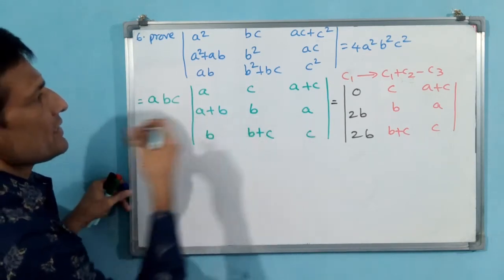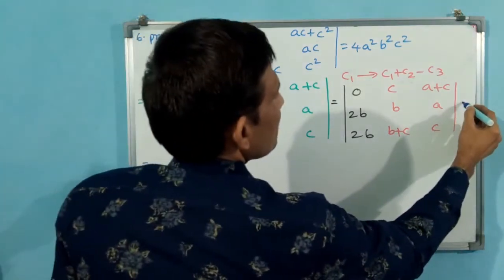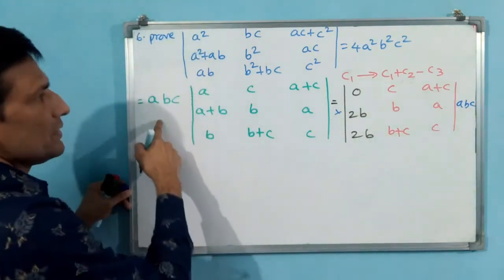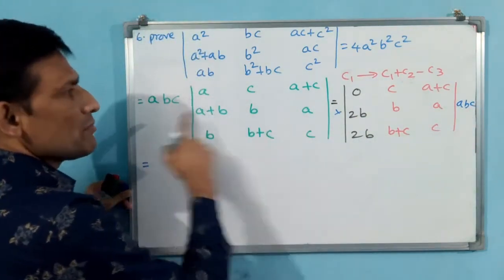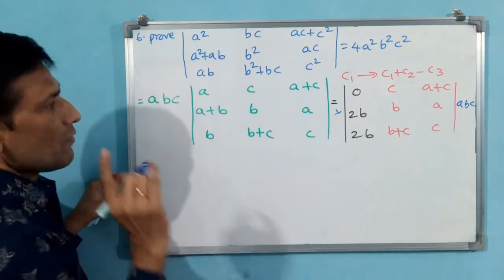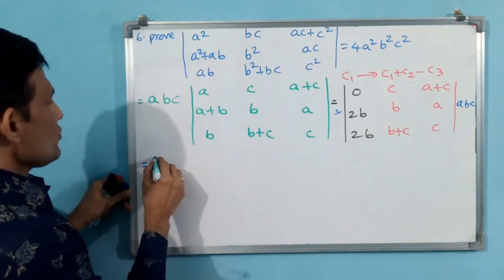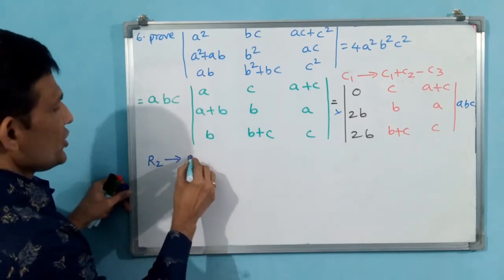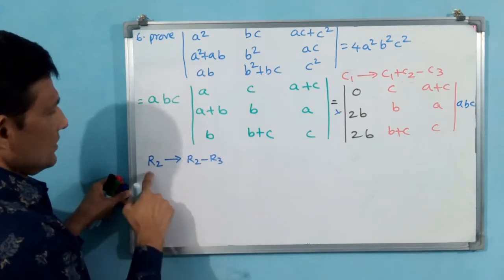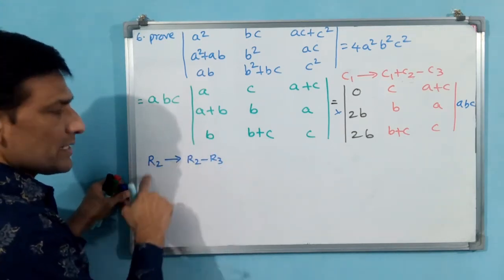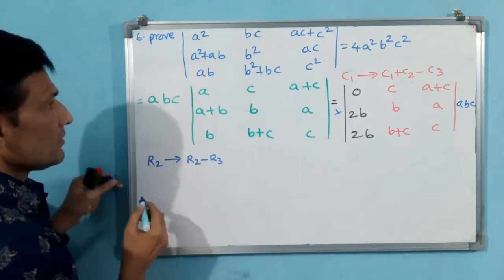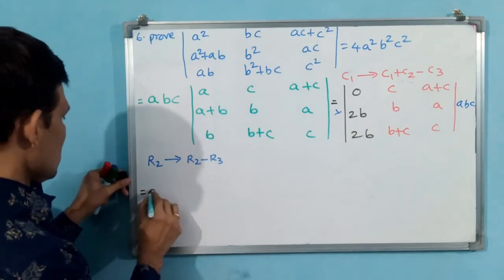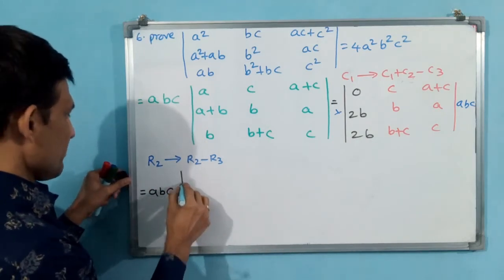But abc is there inside, and outside I have forgotten to write abc. We have made it inside only, outside abc like that only. I am writing abc outside. Before that, I am going to change R2: R2 minus R3, I am writing in R2. Let me write that abc outside.